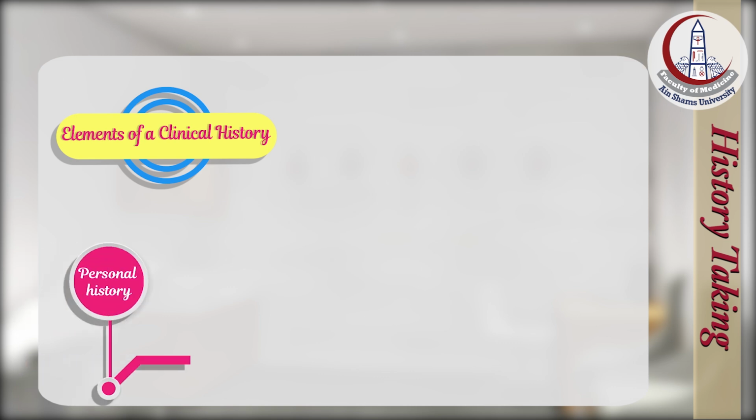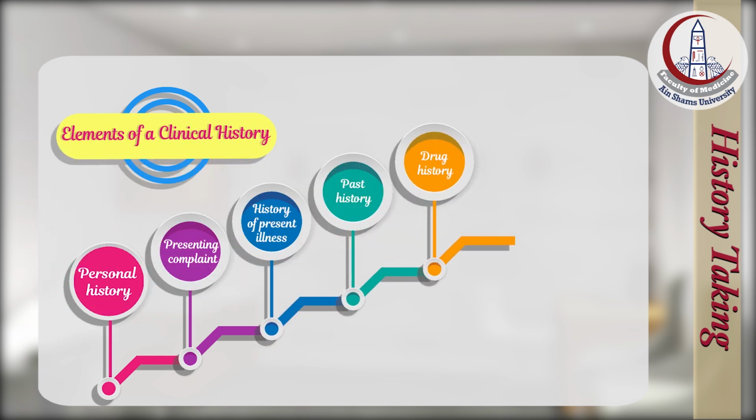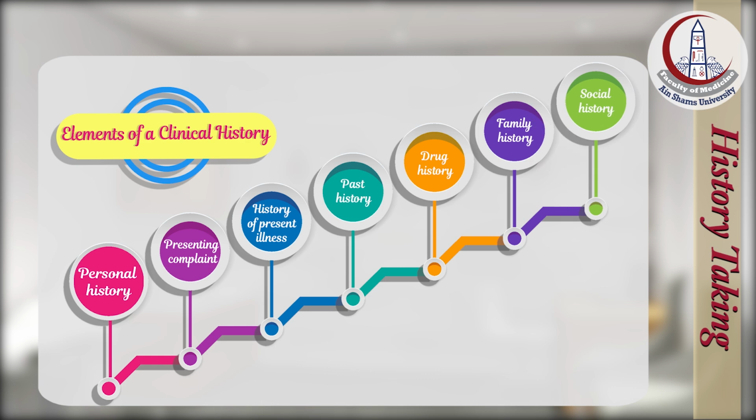What are the elements of a clinical history? You have the personal history, presenting complaint, history of present illness, past history, drug history, family history, and social history. We're going to take every item and discuss it in details. First of all, the personal history.